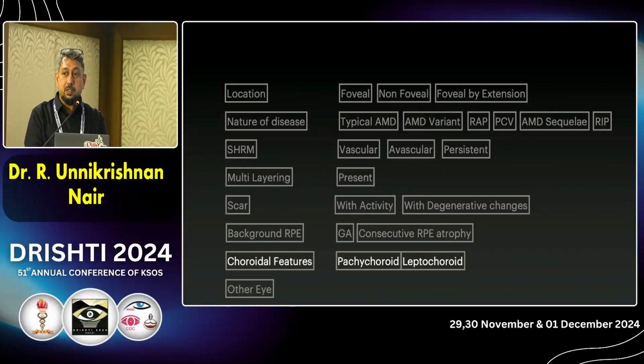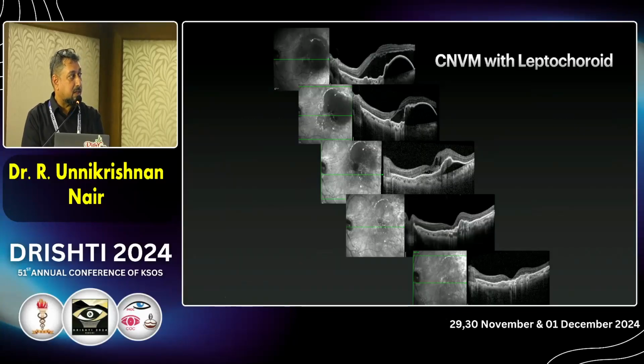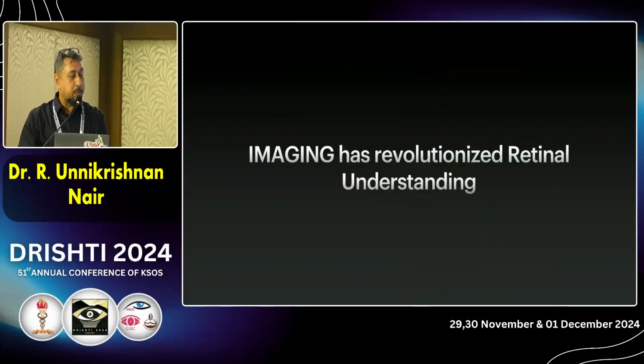A leptochoroid patient, if you treat aggressively, they go into RPE atrophy very, very fast. And finally, this is an example of RPE atrophy in a leptochoroid, an extremely thin choroid, where the patient after treatment has gone into RPE atrophy and has poor visual acuity. So imaging has not only revolutionized the treatment, it's revolutionized our understanding of what to treat, how long to treat.